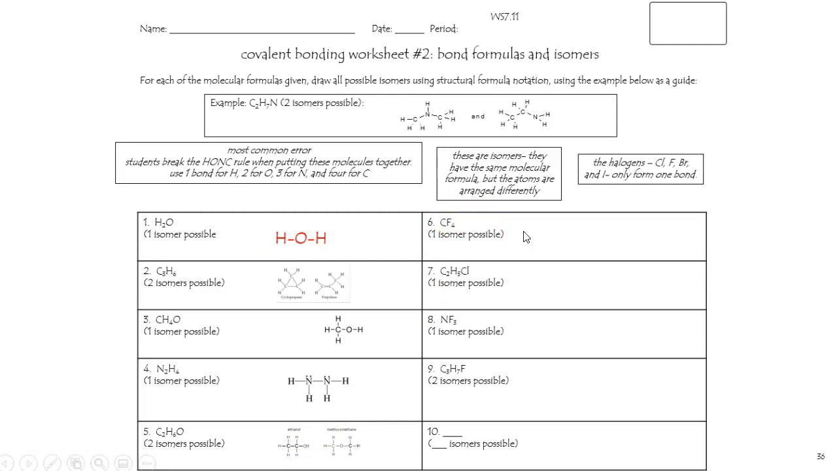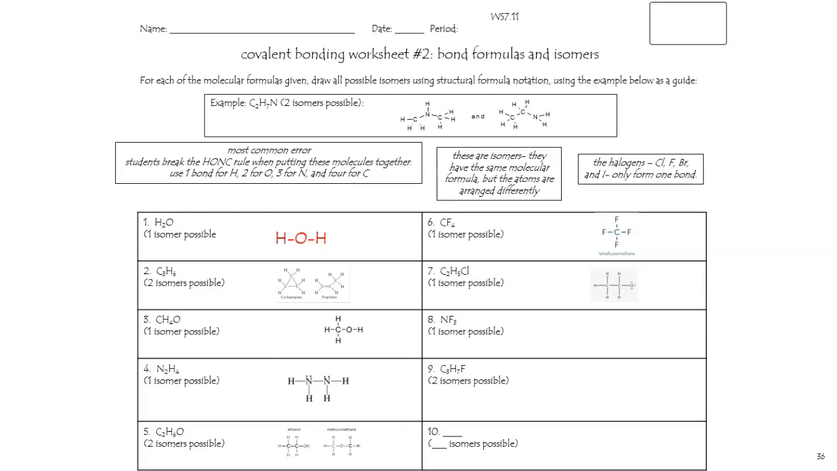CF4 should be plain and simple enough. Carbon forms 4 bonds, fluorine 1. That's the only way we're going to do it. I really should have those 3 lone pairs on each fluorine. Chloroethane can only be drawn one way. I can't put chlorine in the middle because it only forms 1 bond typically. Well, and that does have the lone pairs on chlorine.